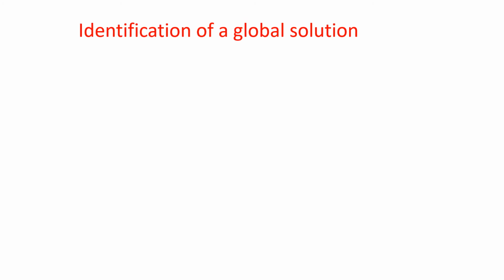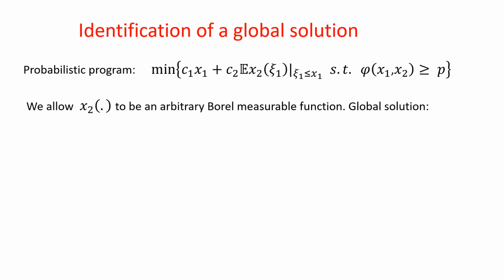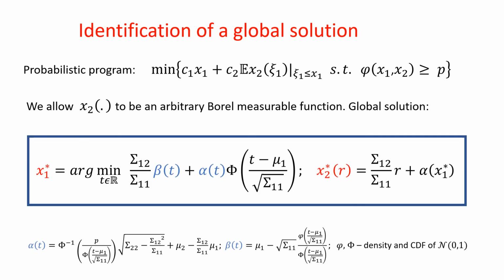We may circumvent this issue by allowing our second stage decision to be not just an L2 but an arbitrary Borel measurable function. Exploiting our earlier guess on the affine linear structure of the second stage decision and combining it with the concavity of one-dimensional Gaussian distribution functions over the positive reals, we may employ a direct argument in order to identify a global solution of our probabilistic program.